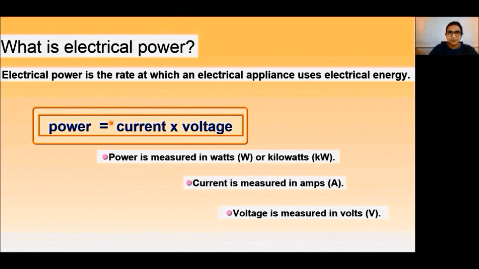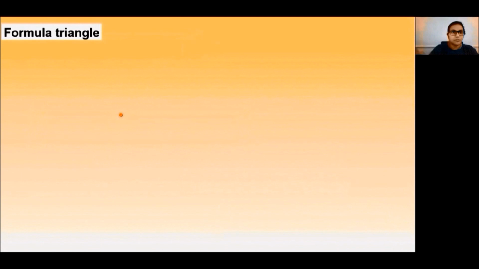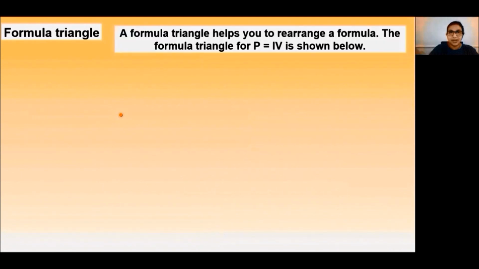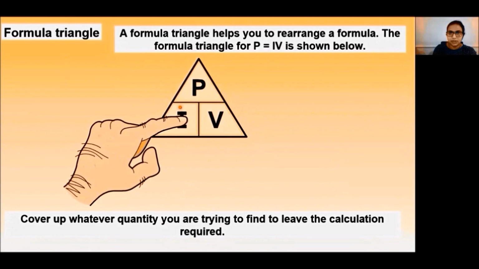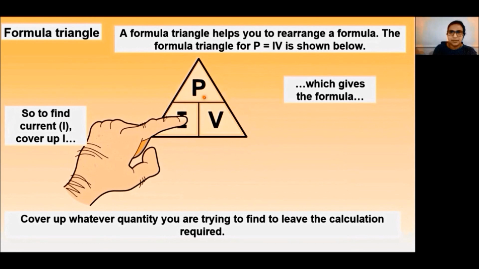There is an easy method for remembering this formula. We call it the formula triangle. A formula triangle helps you to rearrange a formula. The formula triangle is shown here. If you want to calculate I, you have to cover up that quantity, which gives the formula I is equal to P divided by V. Similarly, if you want to calculate voltage, it is P divided by I. So what is power then? Power is P is equal to I into V.